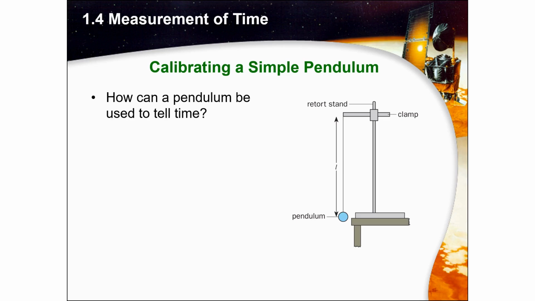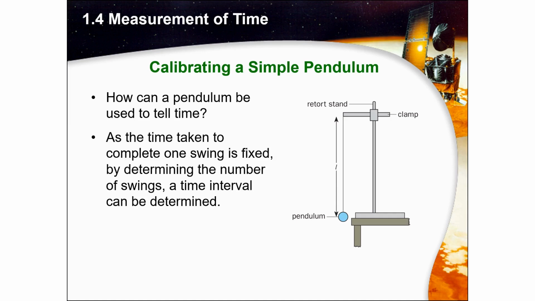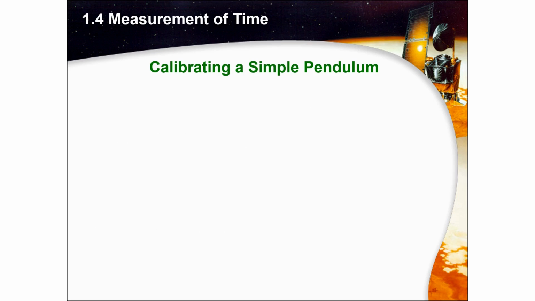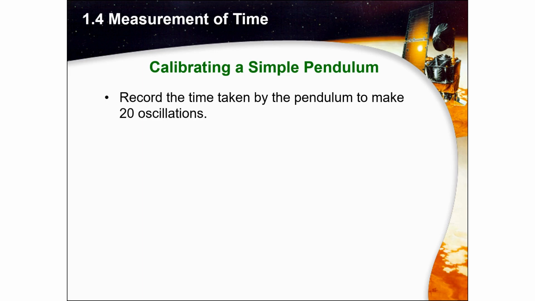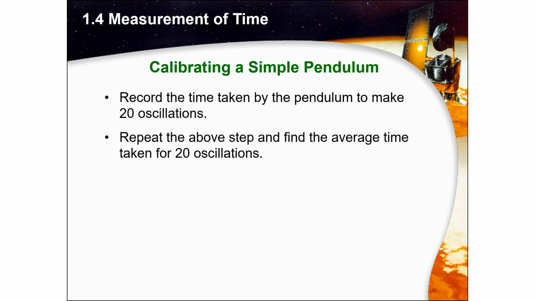How can a pendulum be used to tell time? As the time taken to complete one swing is fixed, by determining the number of swings, a time interval can be determined. First, we need to calibrate a pendulum. How to calibrate? Record the time taken by the pendulum to make 20 oscillations. So we have to count: 1, back to R, S and back, again, until 20 times.